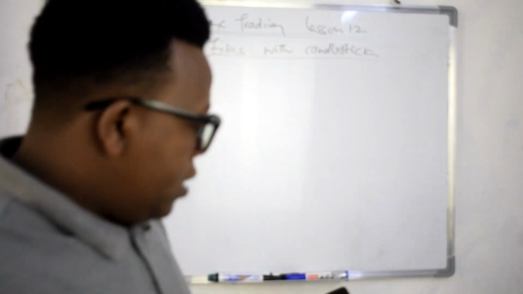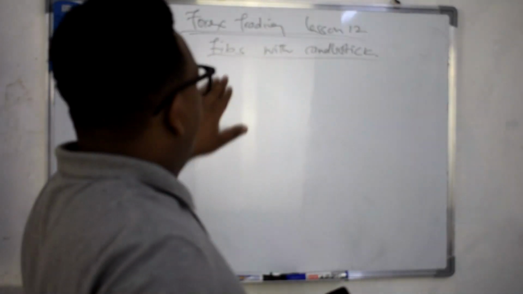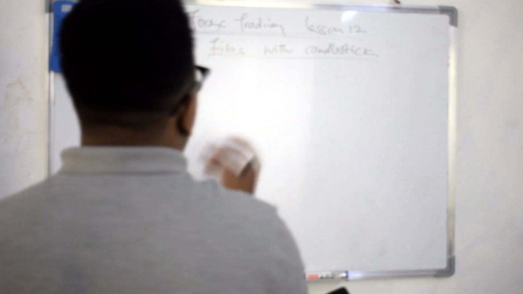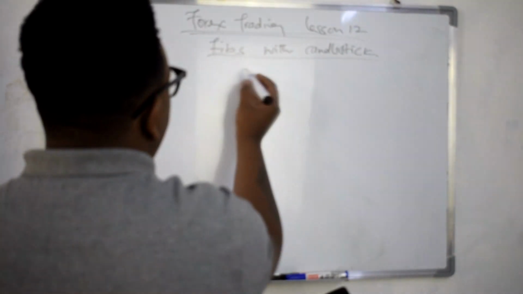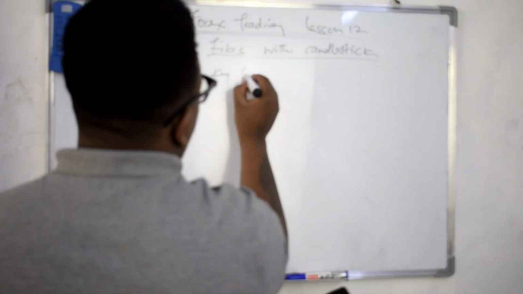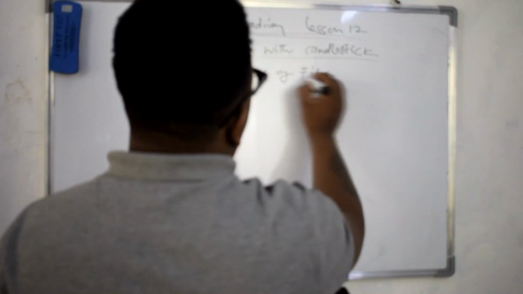So let's get into today's lesson. To start with, last time I talked about Fibonacci. And with Fibonacci, there are a number of things you need to know. Let me start by just doing a quick highlight. So there are key levels. We're talking of key levels of Fibonacci, of Fib.